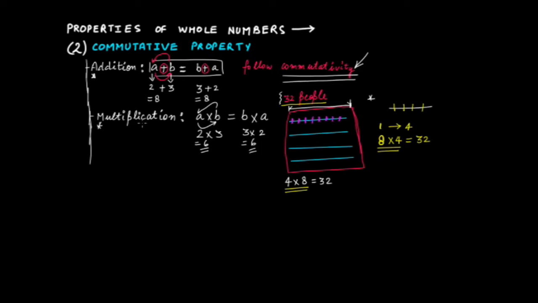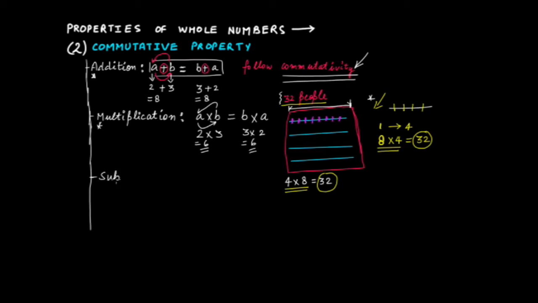This is a real life example, and you can relate to how multiplication following the commutative property is useful in our day-to-day life. In both cases, you see that you are getting 32 as the answer, and you can see that multiplication is following the commutative property. So this is one of the real life examples. Now let's move towards subtraction.